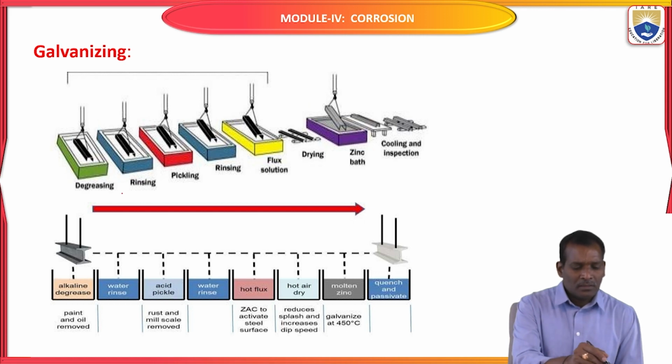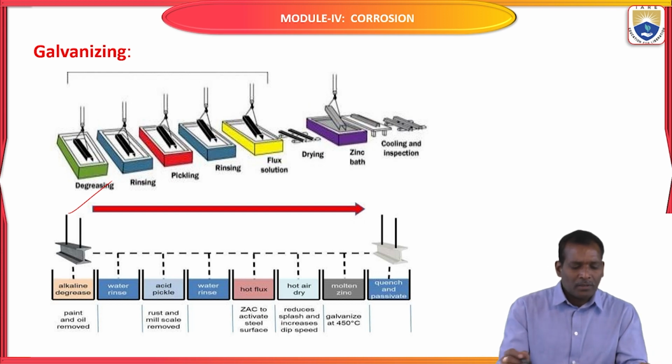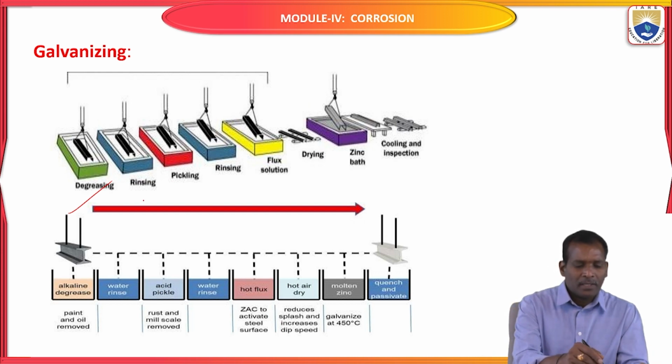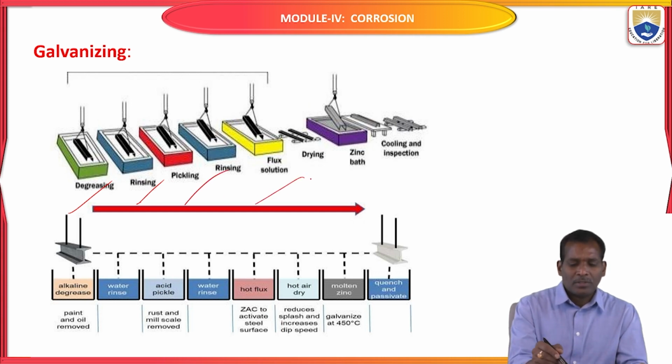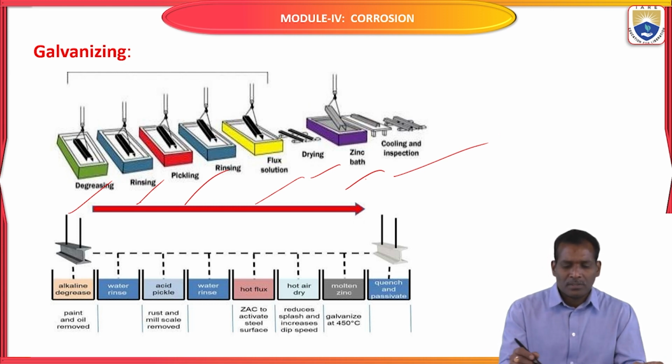Here, alkaline degreasing, where paint and oil are removed, and then water rinsing and pickling, flux solution, drying, and the zinc bath, which is the coating metal that has to be applied. Then cooling and inspection. Finally, the galvanizing process is completed, with the help of cooling and inspection, the quench and passivation.